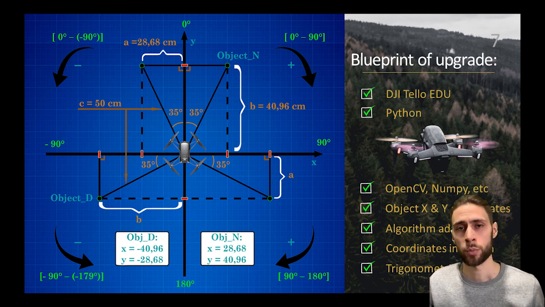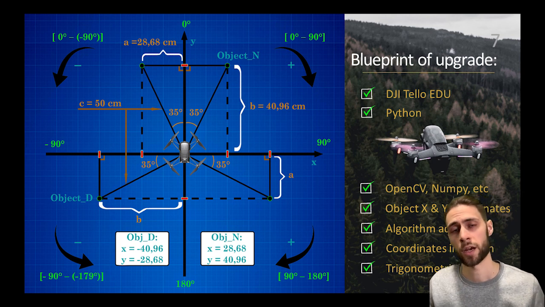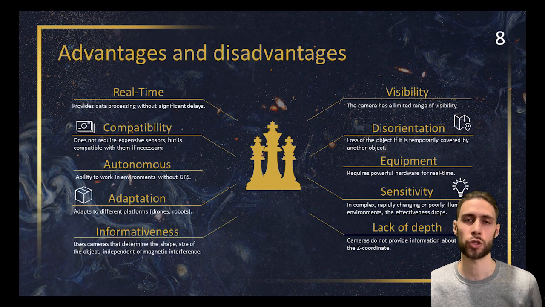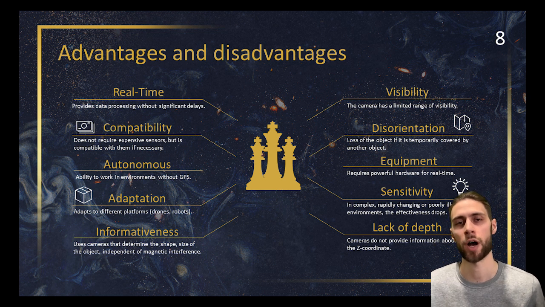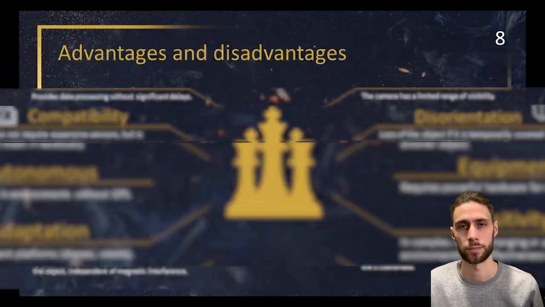When working on the problem, various situations that happened when calculating the final coordinates were taken into account. Among them, the features of the equipment and their power, inversion and assignment of coordinates, and others. The algorithm is autonomous, works in real time, doesn't require expensive sensors, and can work regardless of magnetic interference. However, the efficiency depends on lighting, and the camera has a limited range and doesn't provide data on the z coordinate.